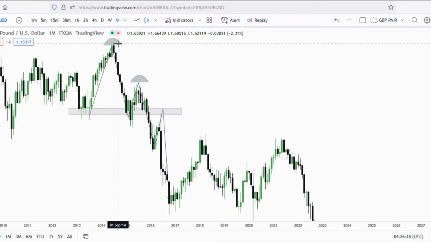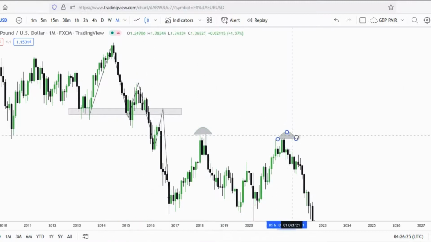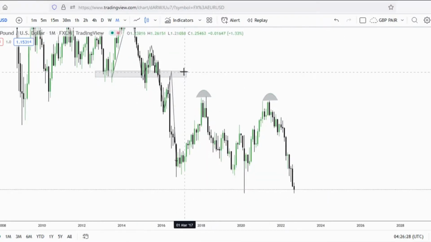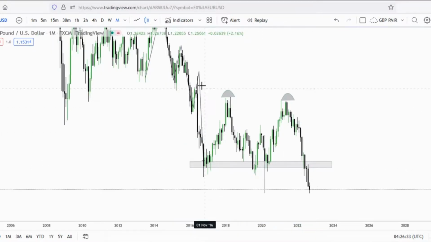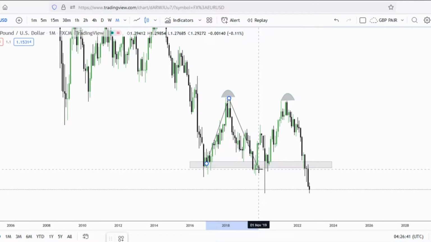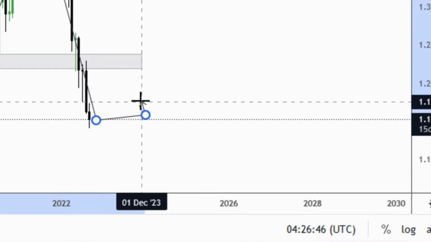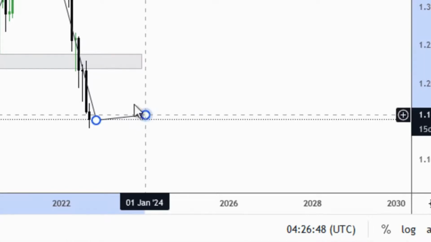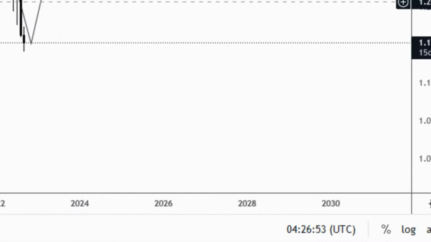The next one I can see here is the most recent one that's ongoing now. We have one top here, another top here, and then a neckline here. So what's happening now is that we actually have a break to the downside, just like on the Euro USD, and I'm expecting a retest of this neckline here.